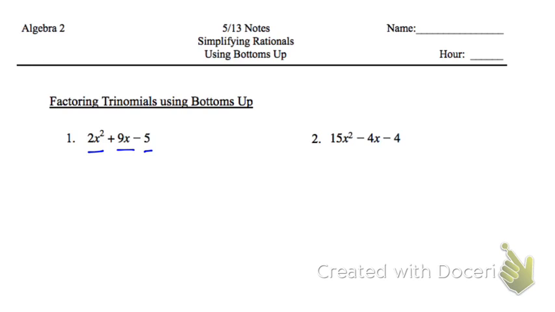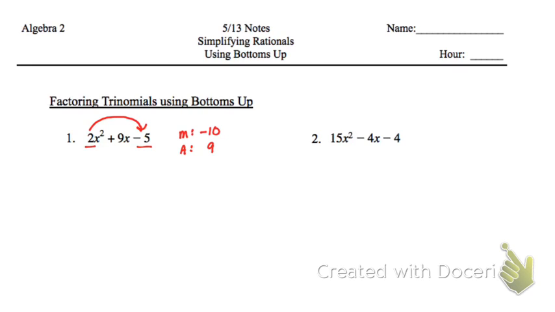Why do we have to do bottoms up? Because we have a lead coefficient that's not equal to a 1. So remember, and you probably already do, so you may be able to get through this pretty quickly, you still calculate your multiply number the same way, and that is you take the first times the last. So our multiply number here is negative 10, not just negative 5. You got to do the 2 times the 10, 2 times the negative 5 and get negative 10.